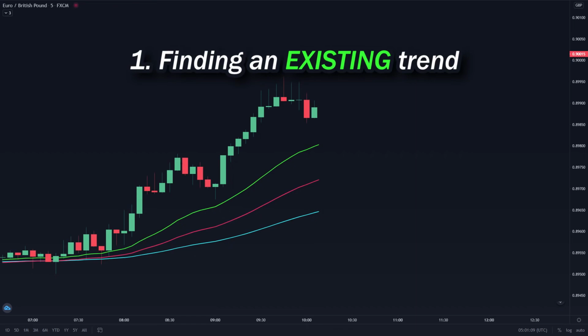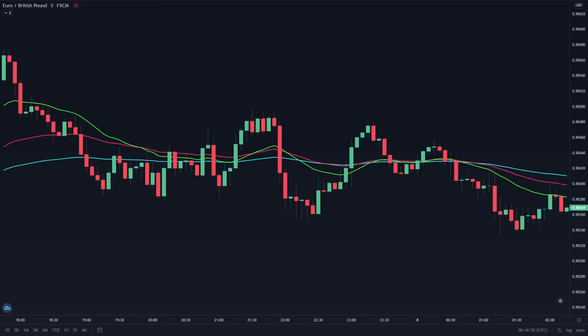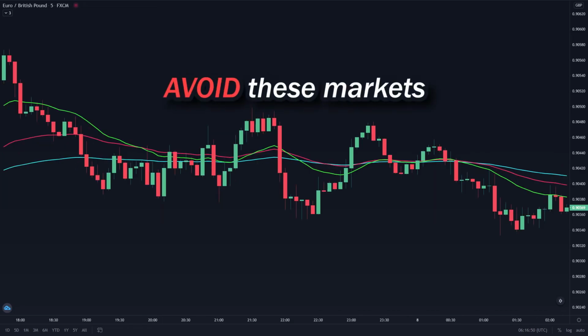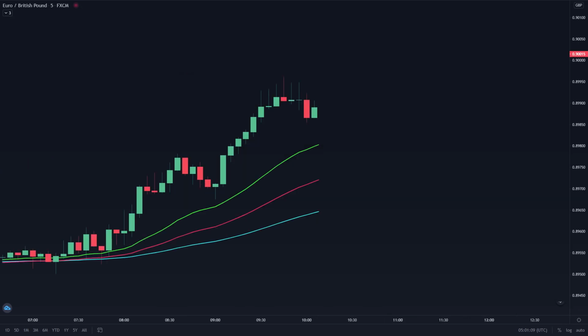The first step is that we want to find an existing trend, and the way we do that is by looking at the EMA. All three lines need to be heading in the same direction and are also separated from each other like this. Remember, we don't want ranging markets like this, which can be identified by the EMA heading sideways. You also want to avoid markets where the lines are crossing each other like this. Remember, we want the three indicators to be in the same direction.